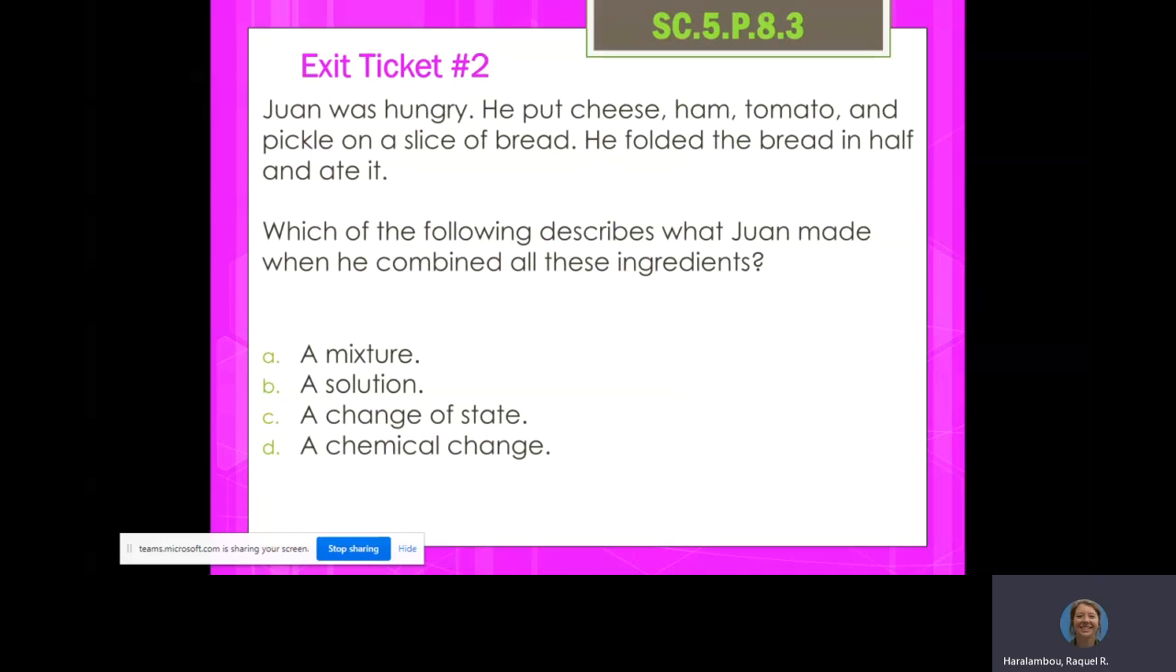Yeah, A. Now, why A? Why a mixture? We'll talk about this more when we meet too, but I want you to start thinking about what is a mixture, what is a solution, and why would this be a mixture?